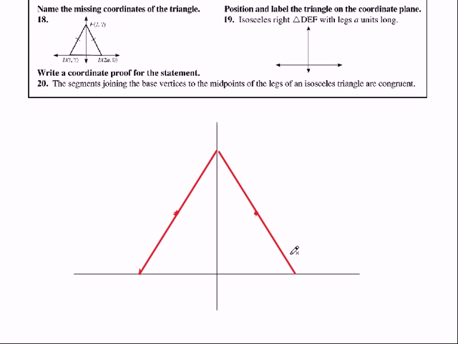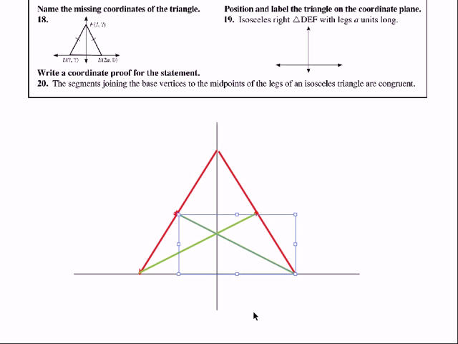These two are your legs because they're the two equal sides. Here's the midpoint, here and here. And what am I doing? I'm joining, let's do a different color here, this base vertex to that midpoint. And I'm taking this base vertex to this midpoint.